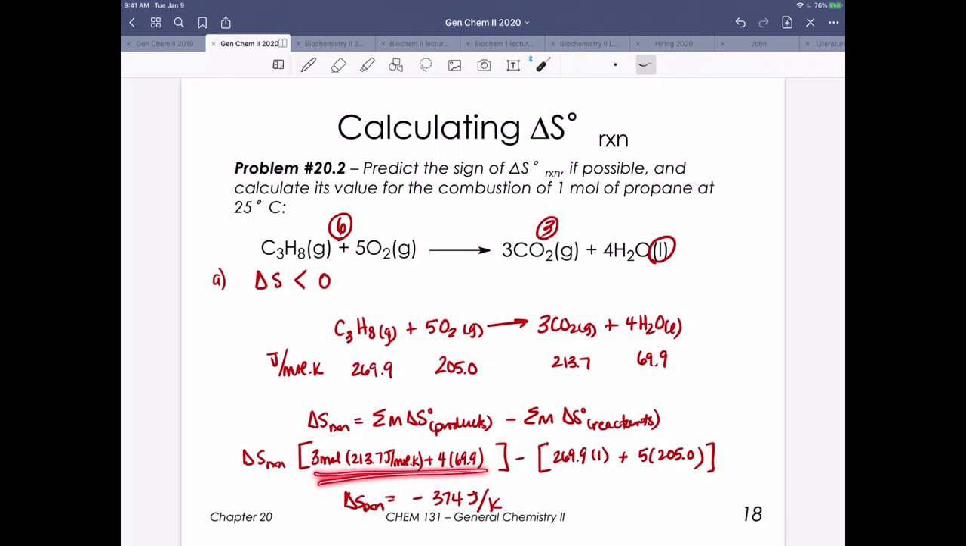Again, probably it's worth summing all of this up together, summing all of this up together, and then taking the difference, which again is going to be minus 374 joules per Kelvin.